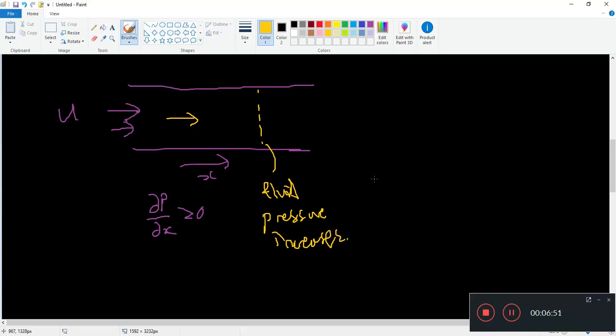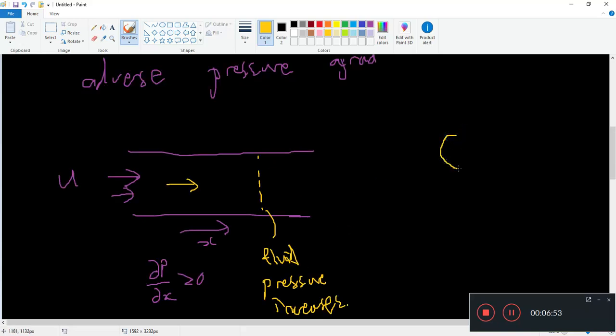Now, where do you see this happening? Usually, let's say you have a sphere here, and then you have some free stream velocity. As you approach the sphere, there will be some sort of direction change of the velocity, and over here, especially over here, pressure starts to build up.